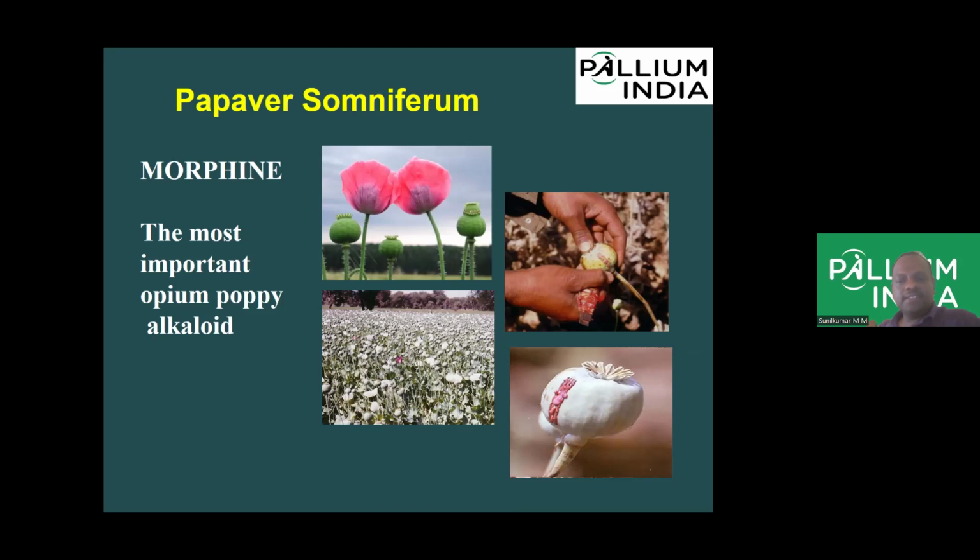And these factories will make morphine powder out of it. And then this will be transported to various pharmaceutical companies across India. And these pharmaceutical companies will make morphine powder injection from this powder. So that's how we get morphine tablet.